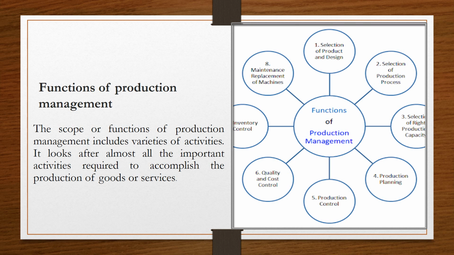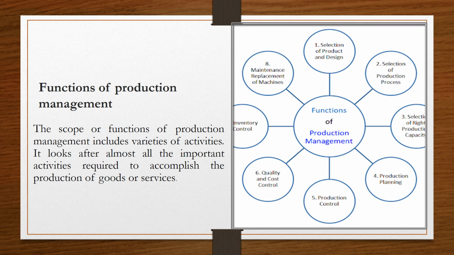Every unit wants to produce the goods with high quality, but when it comes to cost, everyone wants to have the cost cutting done. But where the quality and cost can be balanced, that's also the area of work for production management. The next, seventh one is inventory control.